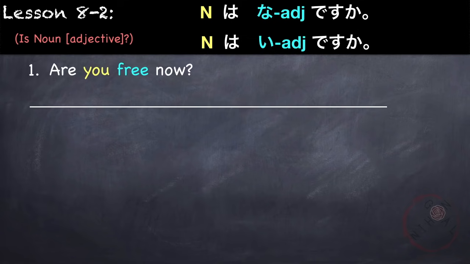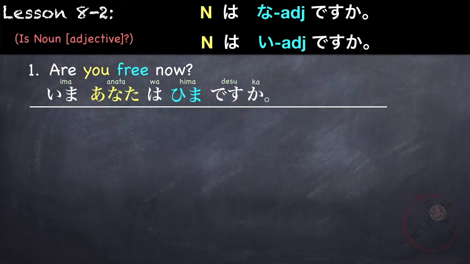For example, are you free now? So first is the expression of time. Now is 今。今 and then the noun is you. あなたは free. 暇 and then the question marker ですか? 今あなたは暇ですか? So to answer the question, you have to repeat the adjectives. You cannot use そうです or そうじゃありません.